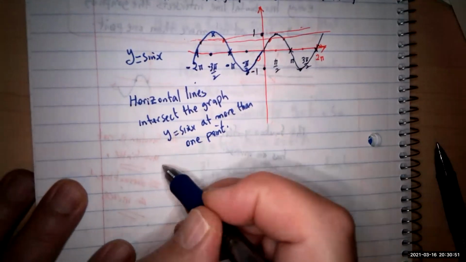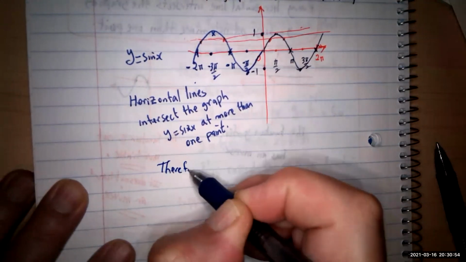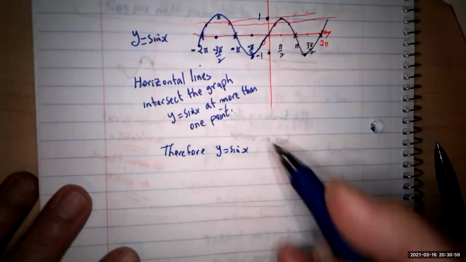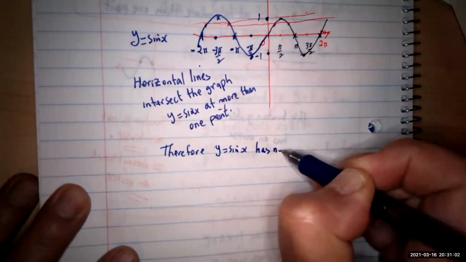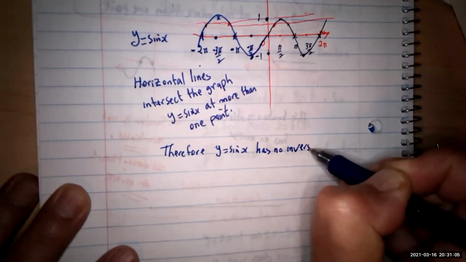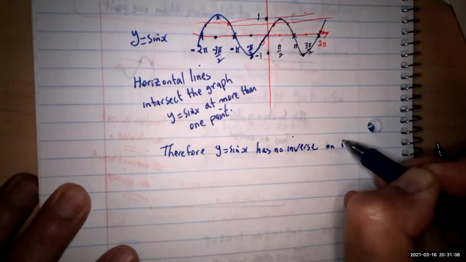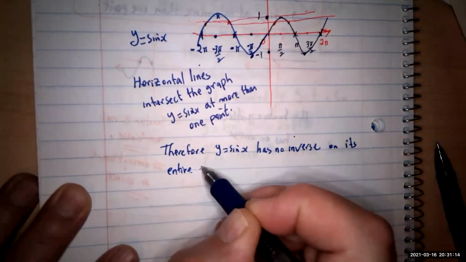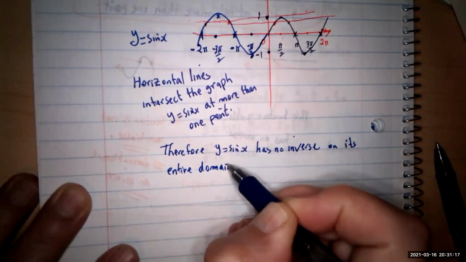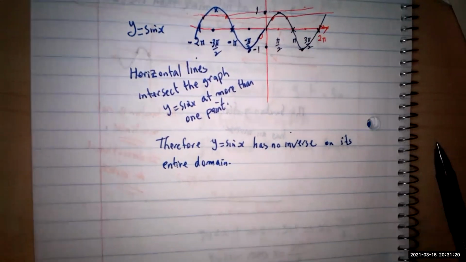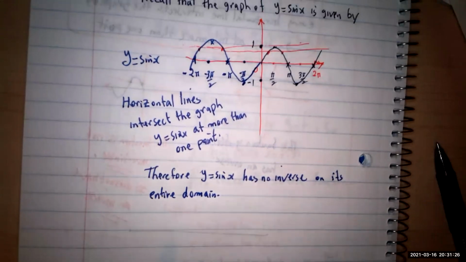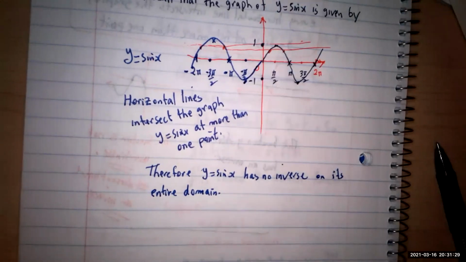So basically, therefore, y equal to sine x is not invertible, has no inverse, of course, on its entire domain. You may take the domain to be 0 to 2 pi. Even in that period, you get a horizontal line that intersects the graph at more than 1 point. So what are you going to do?